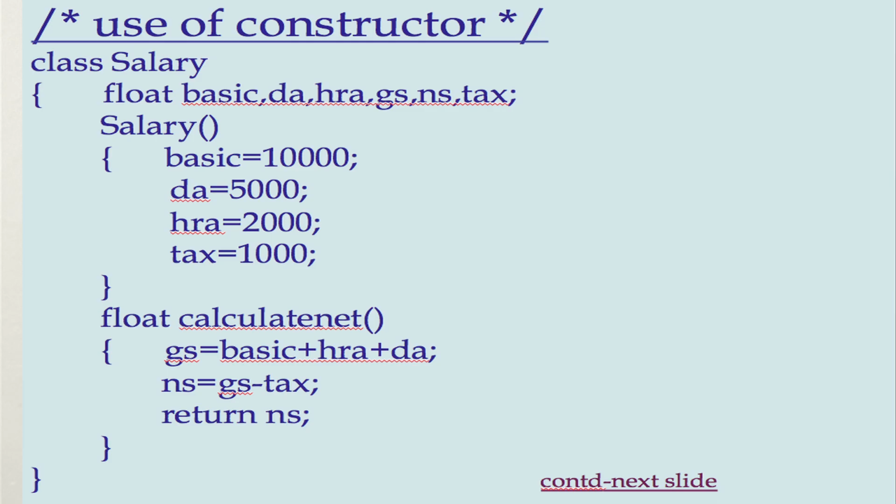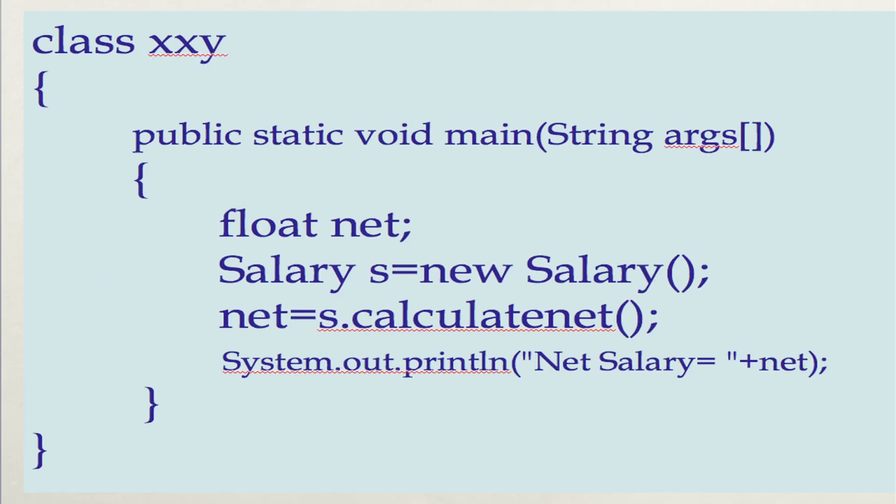Here Salary is a constructor, and inside it we are initializing all the variables. CalculateNet is a function where we find the sum of basic, HRA and DA. The sum of basic, HRA and DA is the gross salary, and then we find the net salary: net salary equals GS minus tax, meaning gross salary minus tax. Finally we return the net salary. We will execute this constructor as well as the function in the next class. The next class is XXY.